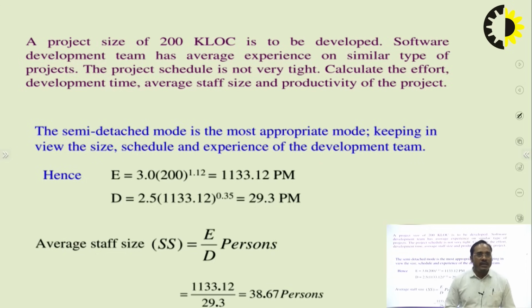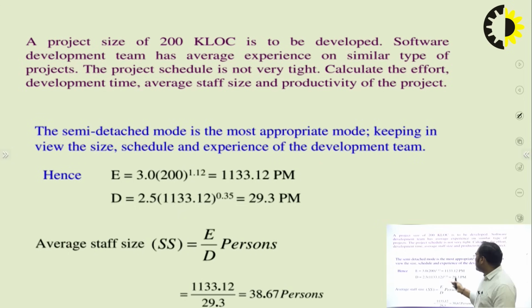that is called E, average staff size that is SS, and productivity of the project. So how will you calculate the value of these? Definitely you require some additional values. The project size is given in the question, and the variables a_b, b_b and d_b are already given in the table for different models. Then you can easily calculate. So here, the semi-detached model is the most appropriate model for calculating the values.